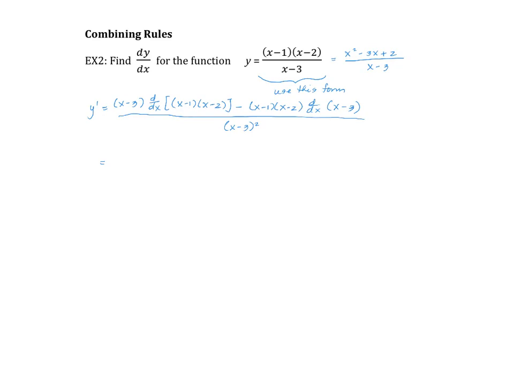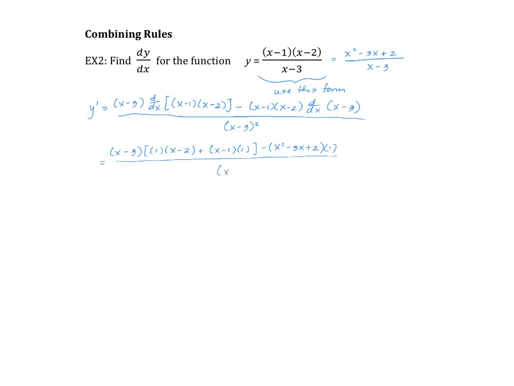In the numerator, when I take the derivative, I'm going to need to use the product rule. So remember, that's going to be the derivative of x minus 1, which is just 1, keep the x minus 2, plus keep x minus 1, and the derivative of x minus 2 is just 1. Let me multiply the x minus 1 times x minus 2 out to be x squared minus 3x plus 2. And then the derivative of x minus 3 is simply 1.